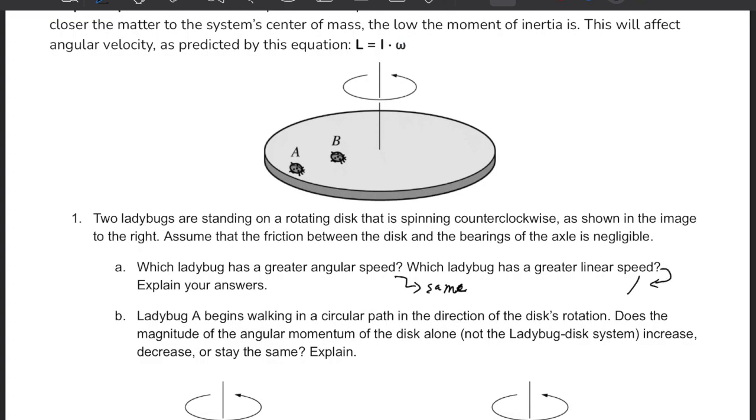The ladybug with the greater linear speed will be the ladybug with a larger radius. She has a larger distance to go. Her circumference is larger, so her linear speed is going to be larger. And explaining the answer is just that angular speed does not take into account the radius, where the linear does. So radius doesn't matter where you are on the disk.